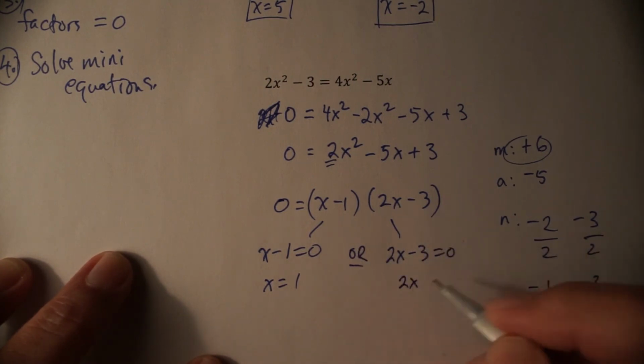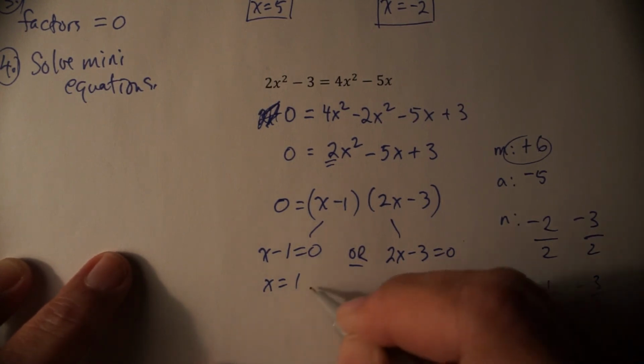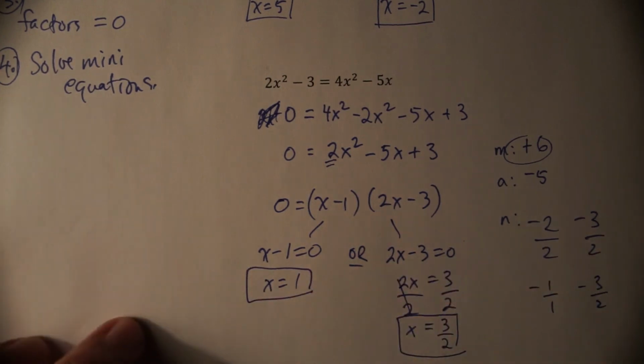So that's why it's a good idea to understand what you're doing here. So we're factoring, and then we're making each factor equal to 0, and then we're solving these little mini equations, x equals 3 over 2. So there are 2 solutions. x could be 1, or x could be 3 over 2.